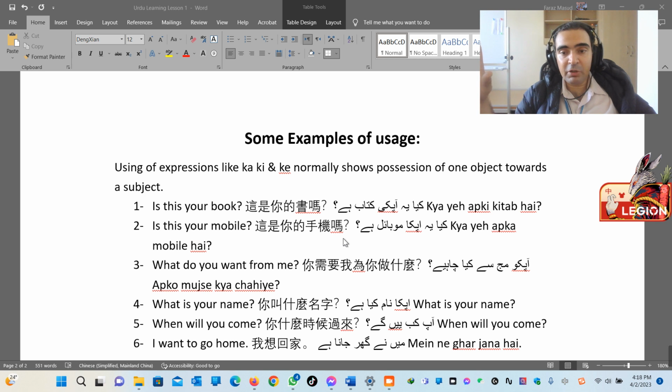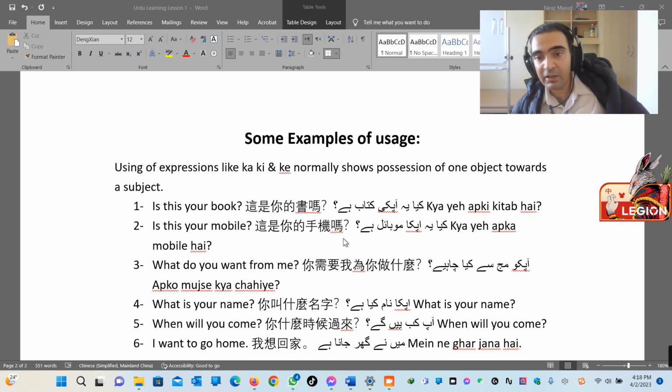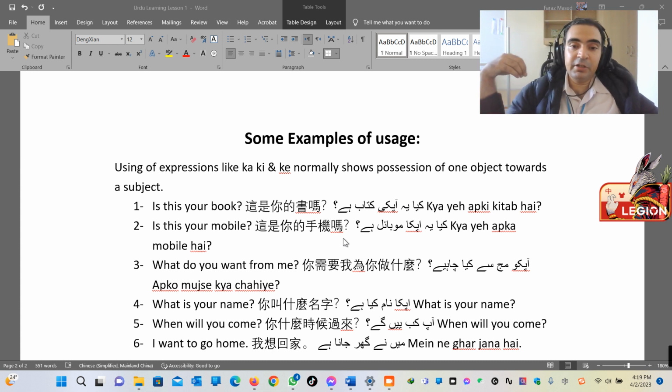Sorry, not aapka, it's kya, the question particle in this particular sentence. क्या ये आपका मोबाइल है? Is this your mobile? So this is the expression that we are using in Urdu to basically ask the same question.